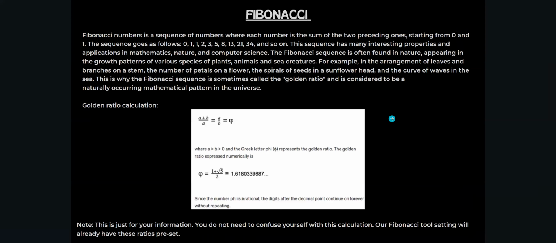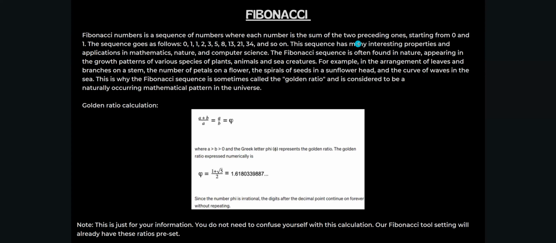So let's look at Fibonacci. This slide right here is something I've put in just for basic info. Don't get stressed by all this information. Fibonacci numbers are sequences of numbers where each number is the sum of the two preceding ones. So if you start from 0 and 1, the sequence follows such as this: 0, 1, 1, 2, 3, 5, 8. These are Fibonacci numbers and so on.